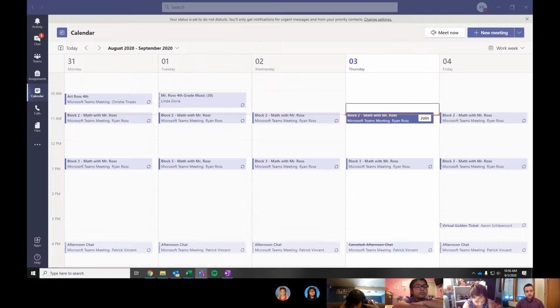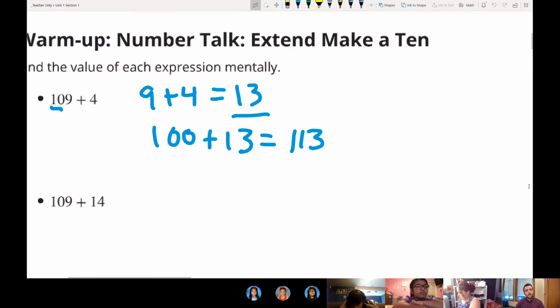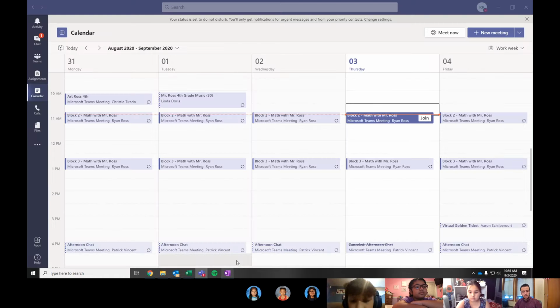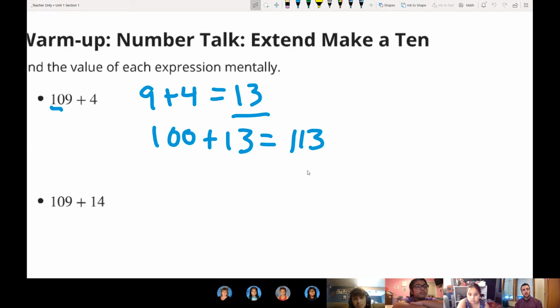So when we're trying to make a 10, let me bring that back up. When we're trying to make a 10, the reason why we're doing that is to make it easier on us. So let's walk through 109 plus 14 real fast. I gotta let Mrs. Eddy in. Every time I let someone in, it changes the screen.